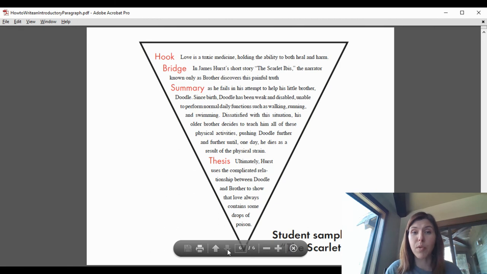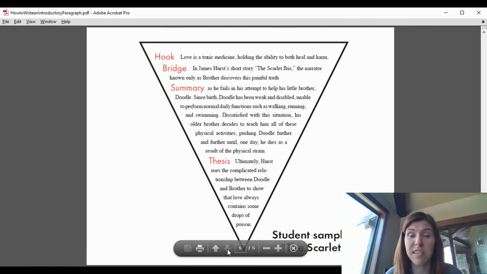Next, we've got our summary, and the bridge and the summary seamlessly go together. In fact, they're almost the same sentence here, right? As he fails in his attempt to help his little brother to perform normal daily functions, such as walking, running, and swimming. Dissatisfied with this situation, his older brother decides to teach him all of these physical activities, pushing Doodle further and further until one day he dies as a result of the physical strain.